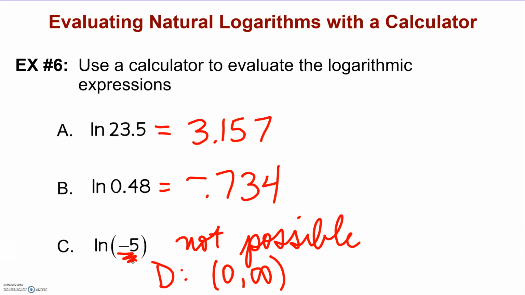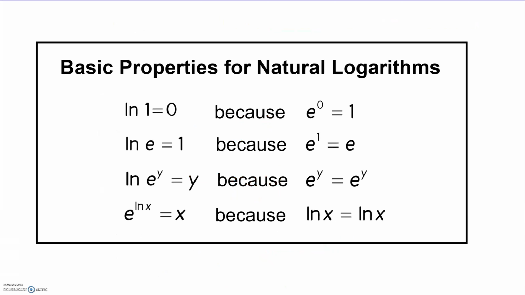Down at the bottom of that page, you will see the basic properties for natural logs. These are the same properties that we had before, actually. It's just now they're specific to base e. Remember before we had the property that log base b of 1 is always 0. Here we're pointing out that that's even true for natural logs. Natural log of 1 is always 0. Second property, natural log of e is 1.